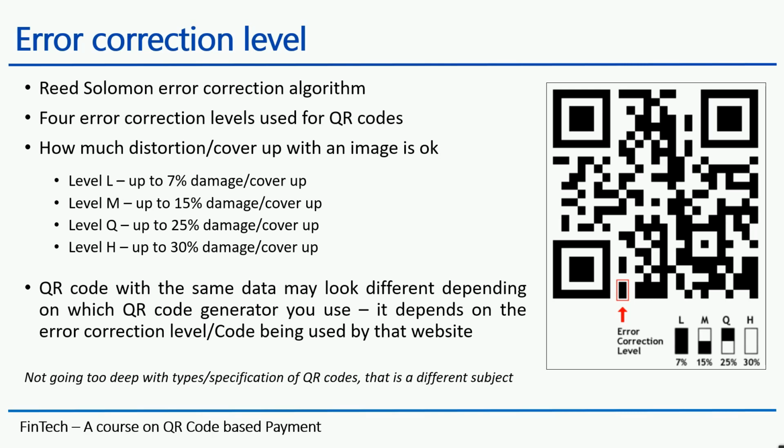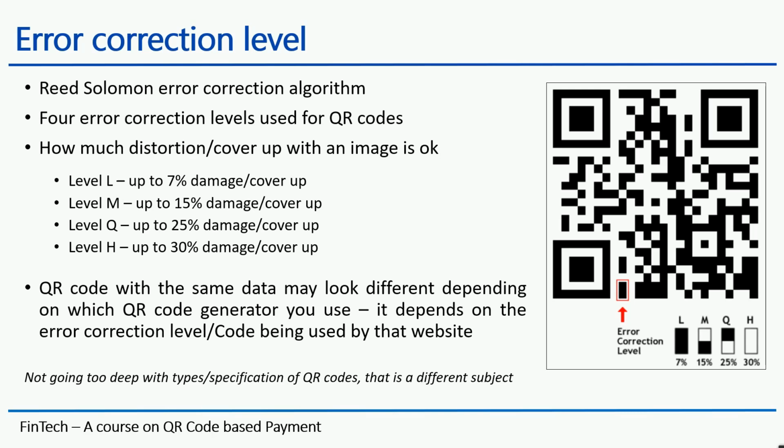There are 4 correction levels used in the QR code. How much distortion or cover up image in a QR code is fine is defined by level L, level M, Q and H. If you have a level L QR code, up to 7% of damage or cover up is fine with this QR code. If you have more than 7% damage or cover up, this QR code will not perform.